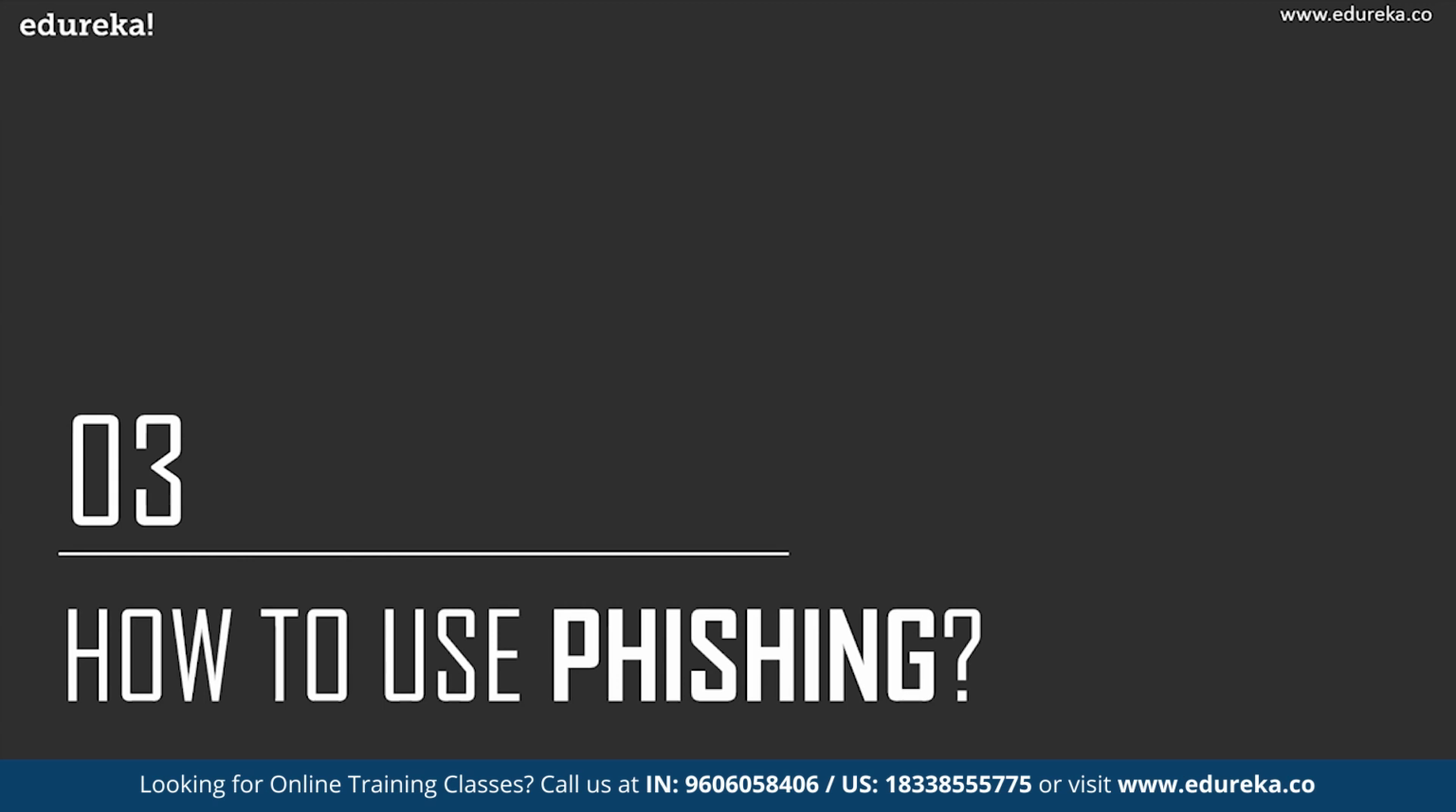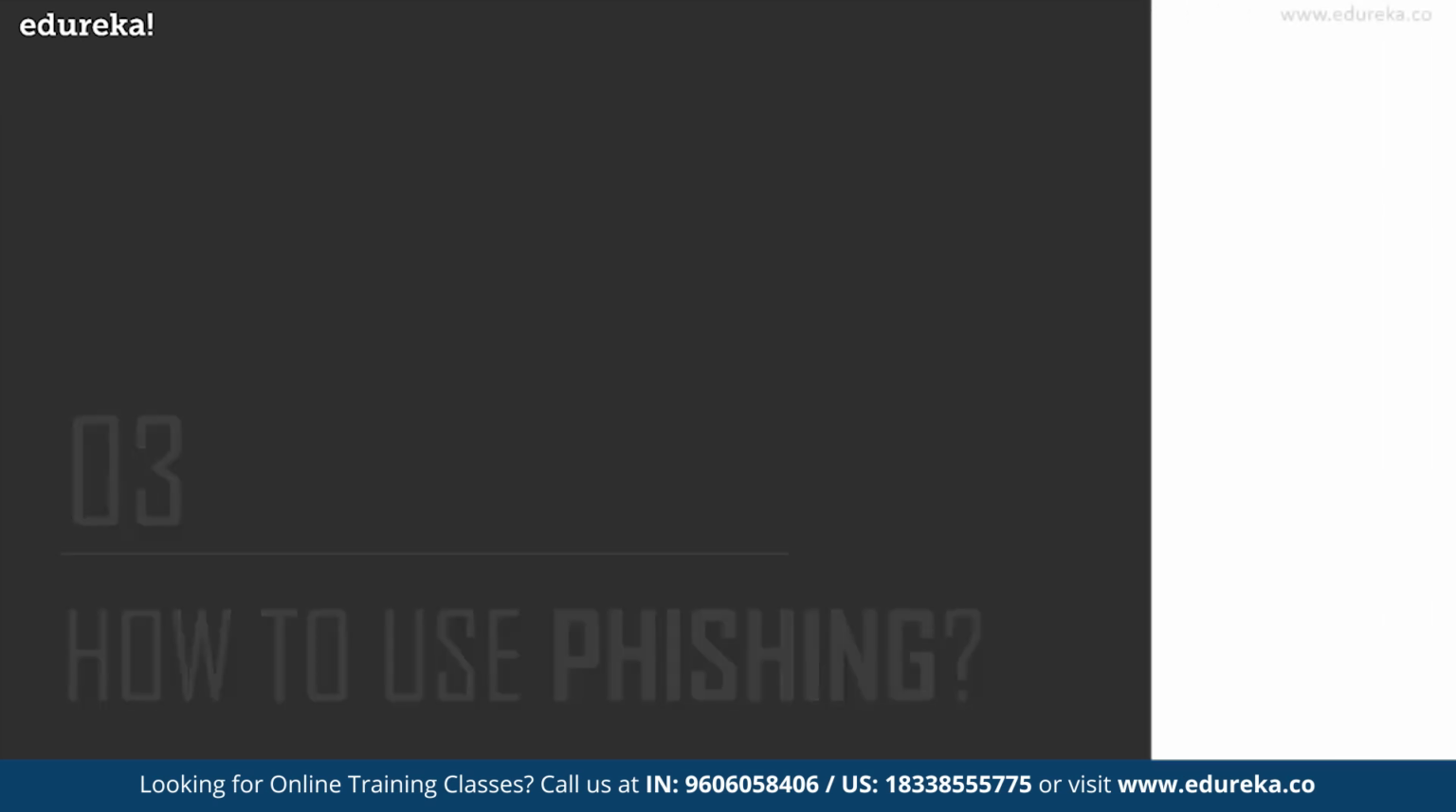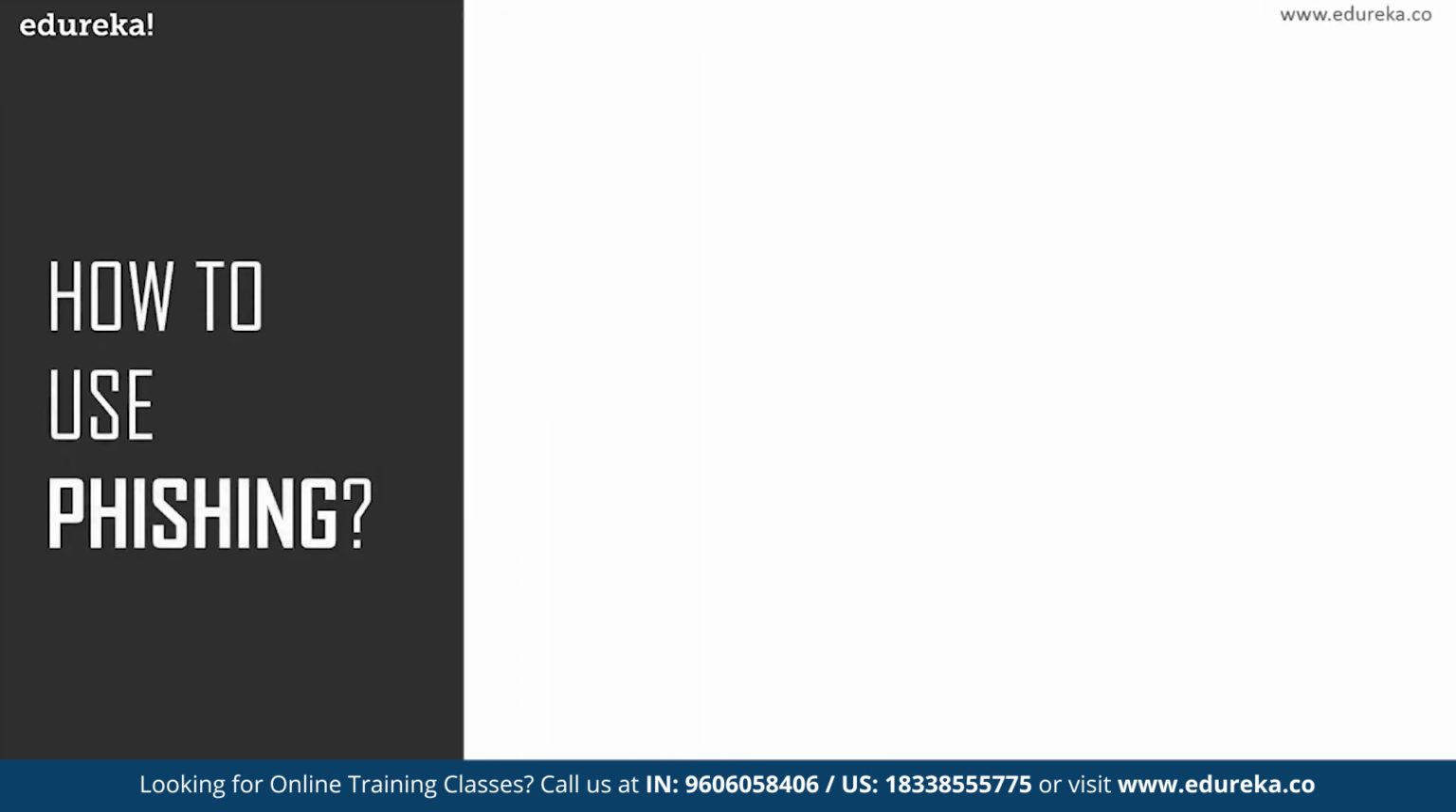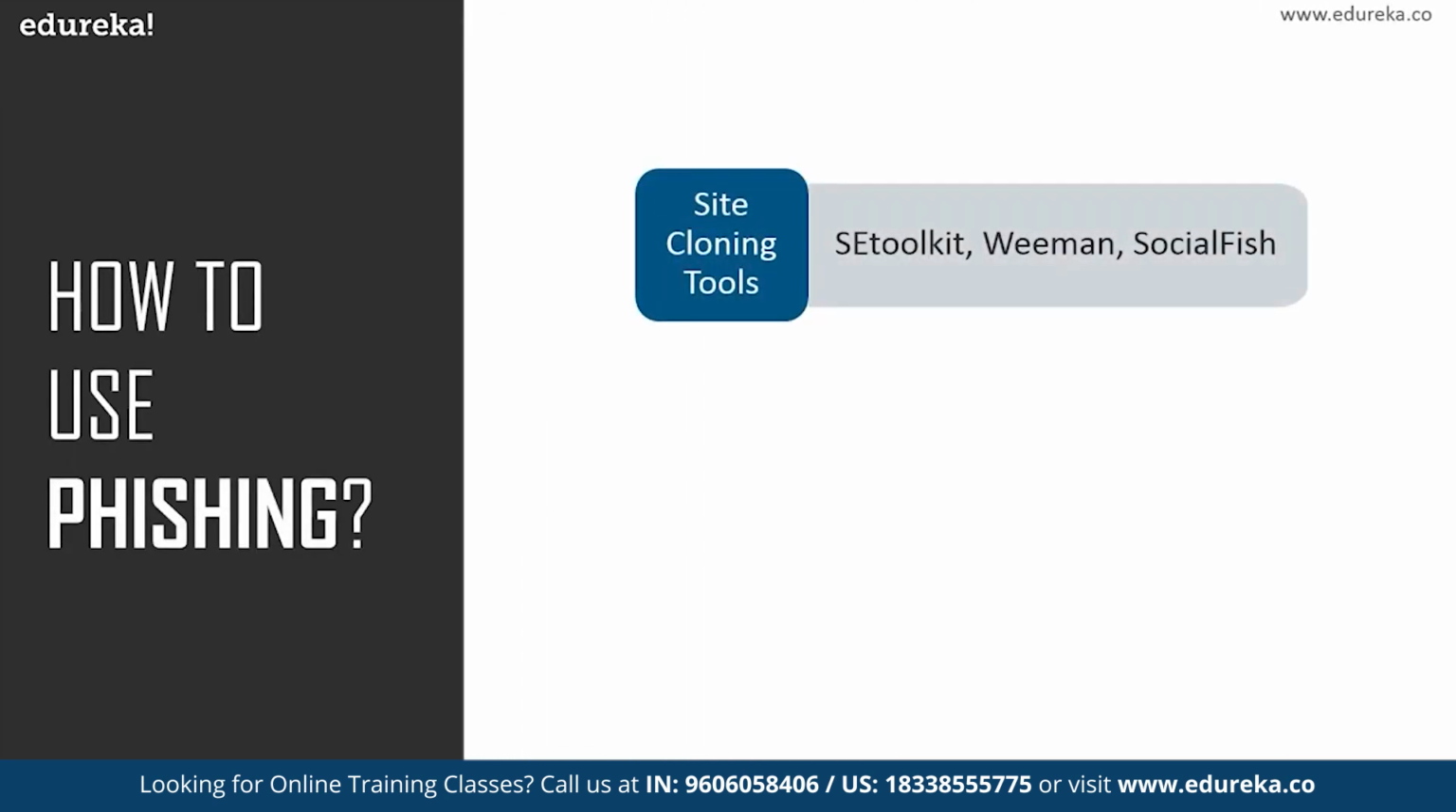There are different ways of using phishing, and phishing is basically stealing credentials by disguising yourself as a trustworthy entity. Now, how you use phishing depends on your victim. So there are different ways you can use phishing. I'll be talking about two ways. The first one is using already existing tools. There are different tools that are already available.